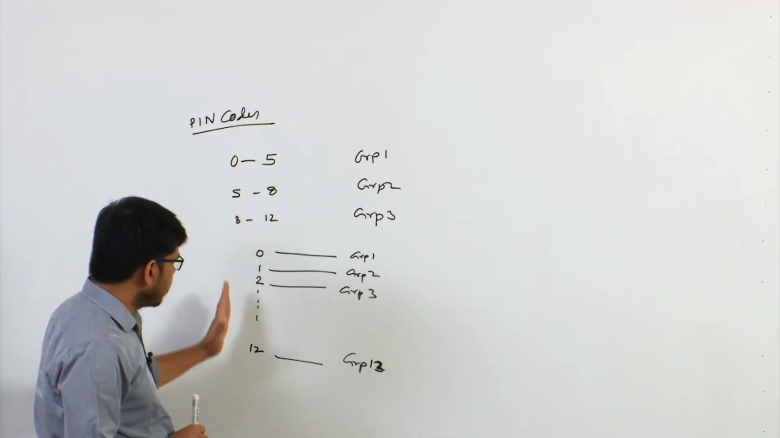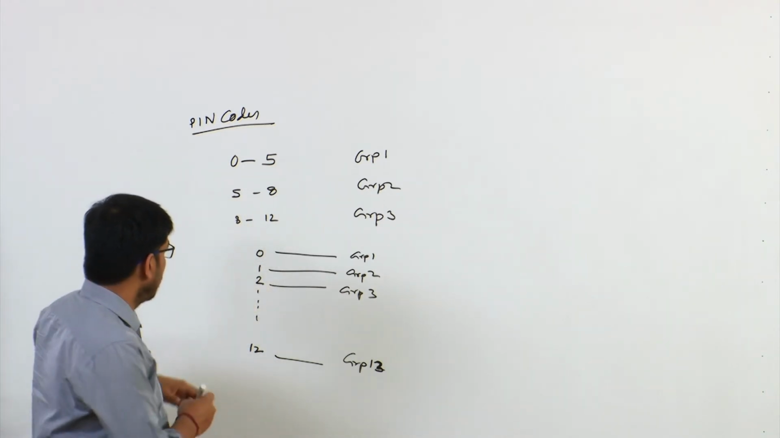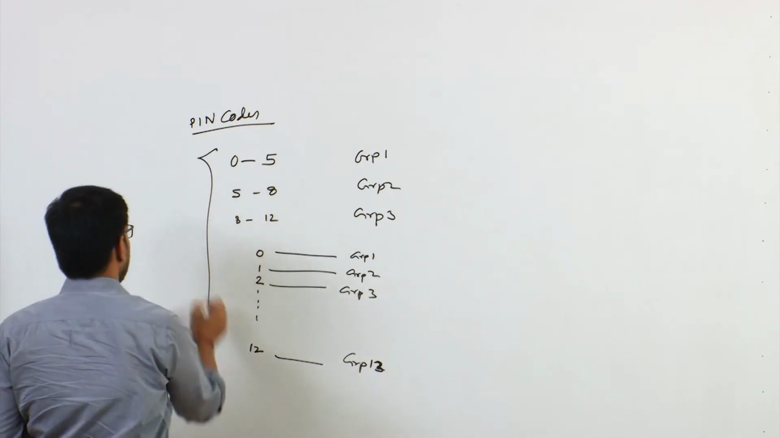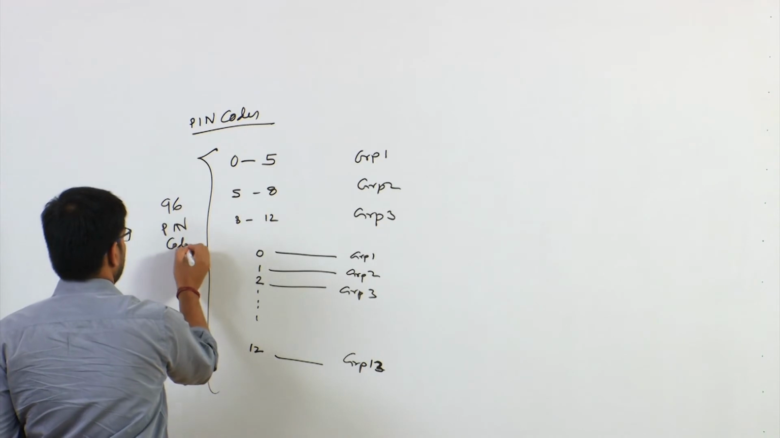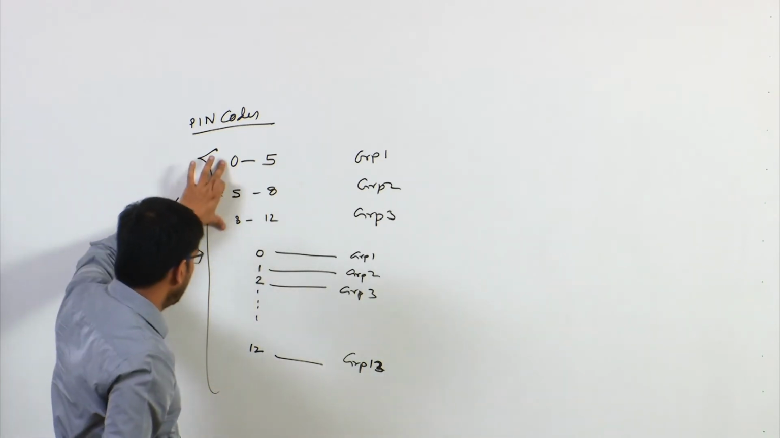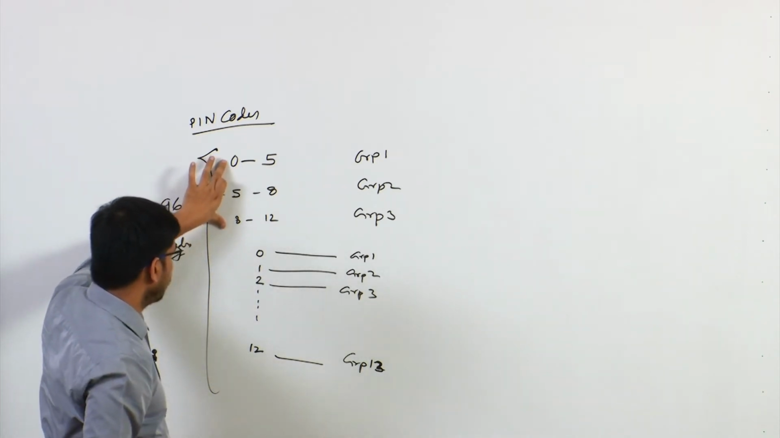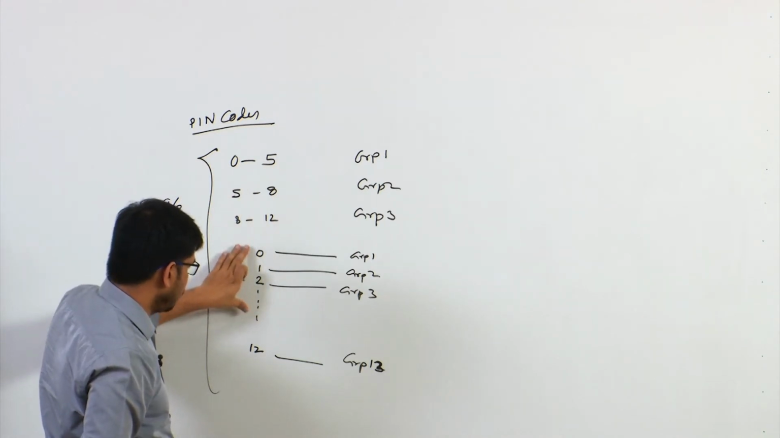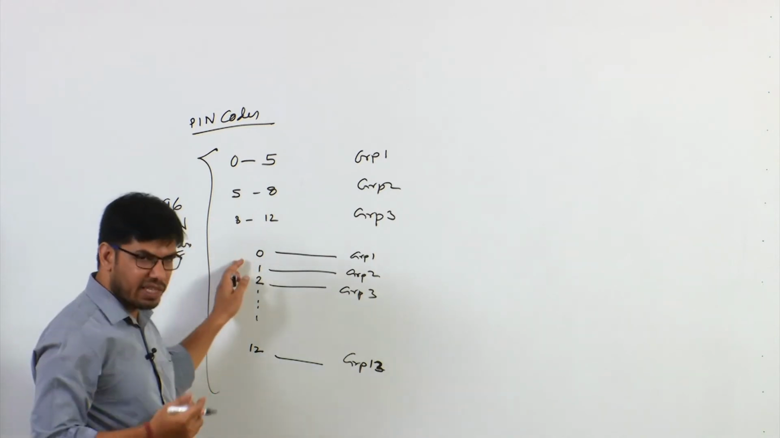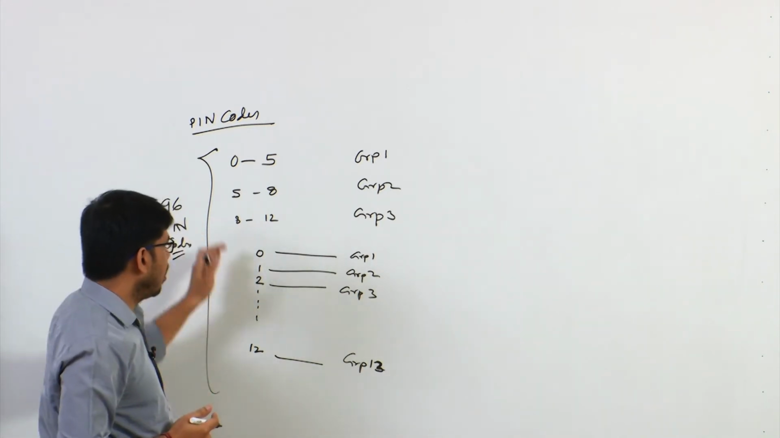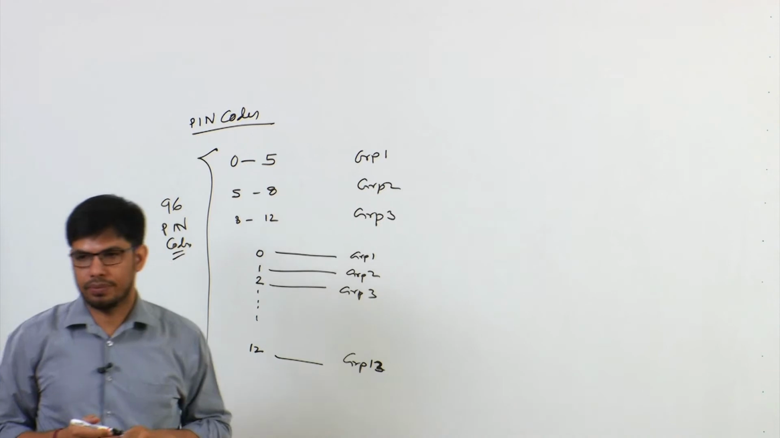However, for our exercise, as you can understand, we started from 96 pin codes. From 96 we can have this situation of 3 groups, and we can also have this one, where we end up with 13 groups. For our exercise we are going to perform this one. However, the other can also be done.